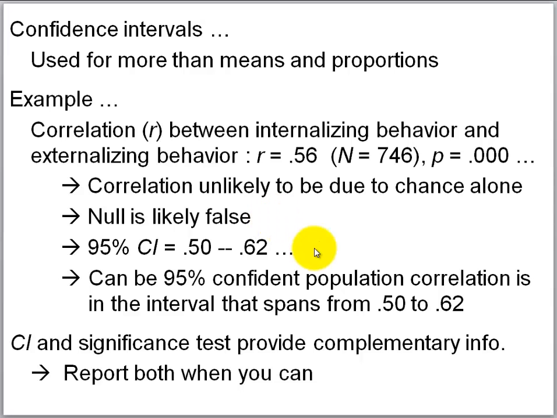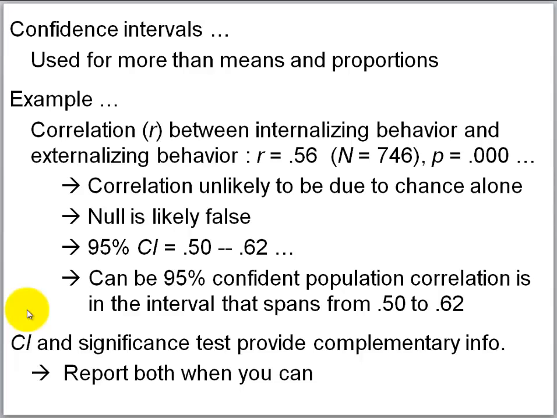SPSS statistical software computed a confidence interval for this correlation, and that confidence interval spans from 0.50 to 0.62. It's a 95% confidence interval, and we can be 95% confident that the population correlation is somewhere between 0.50 and 0.62.